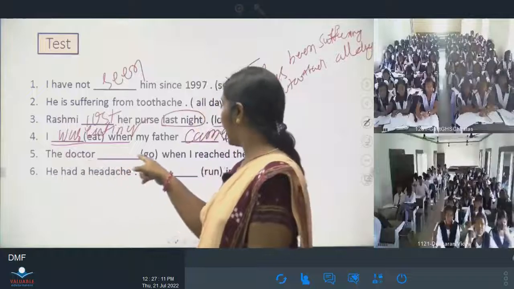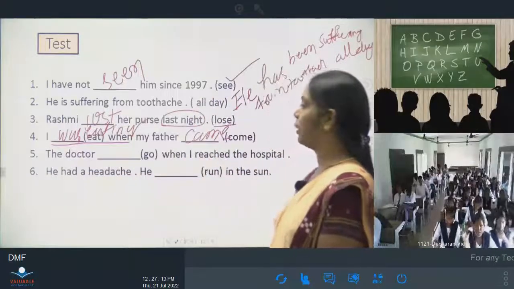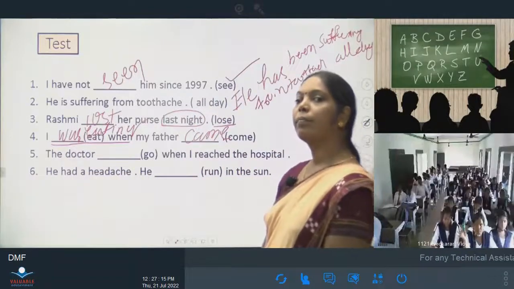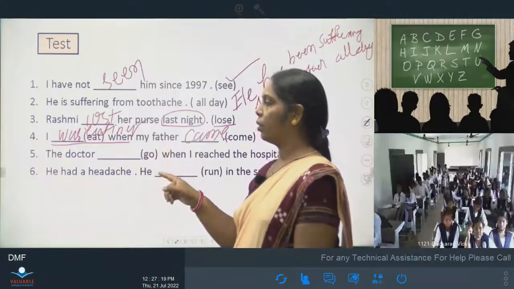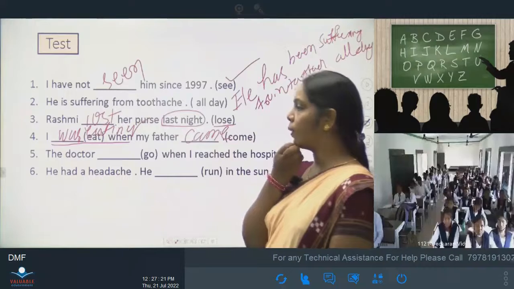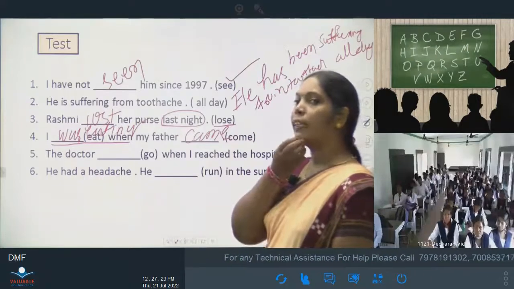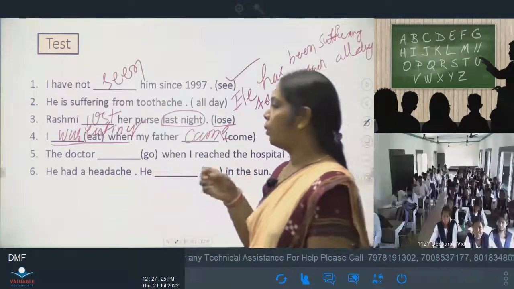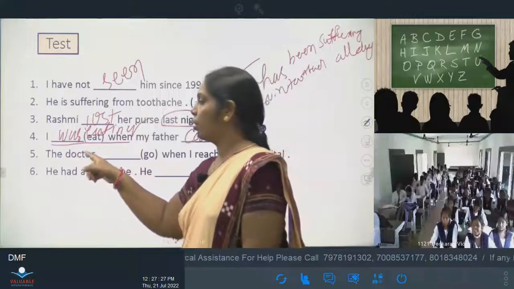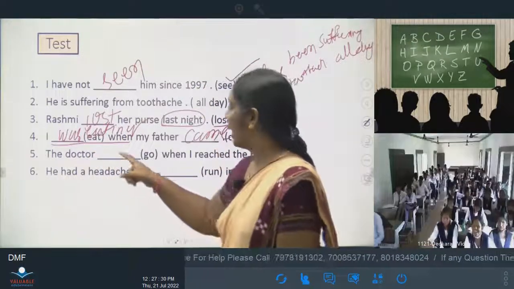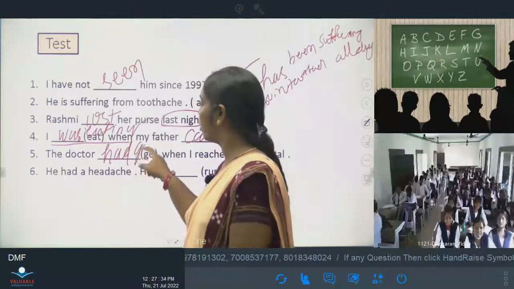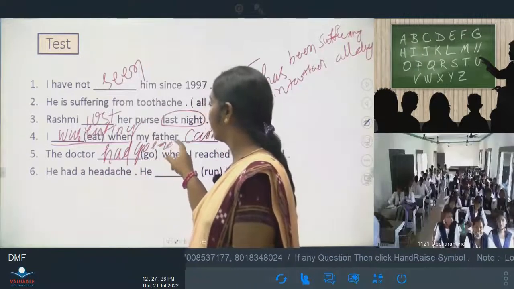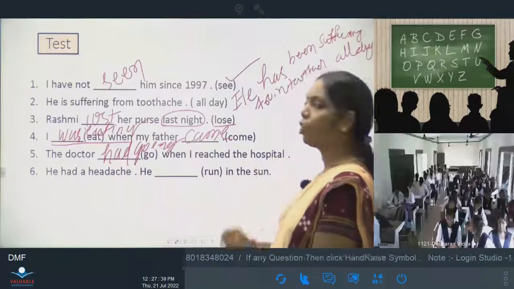The doctor dash when I reached the hospital. The doctor was going. It is a little bit wrong, but so the doctor had gone. The doctor had gone when I reached the hospital.